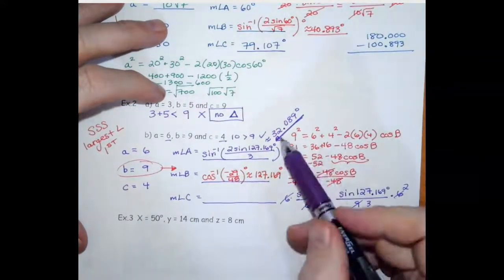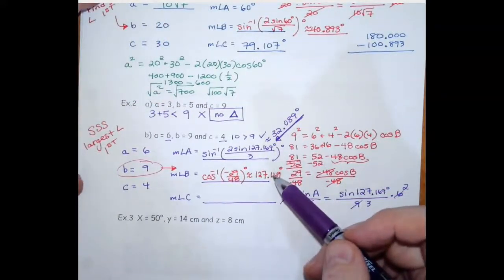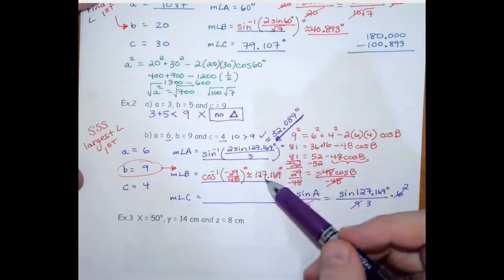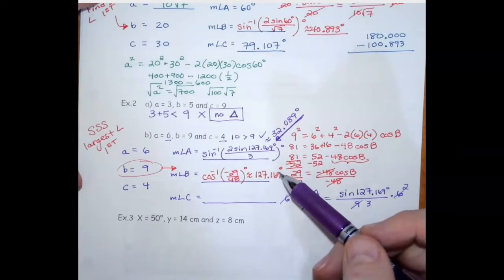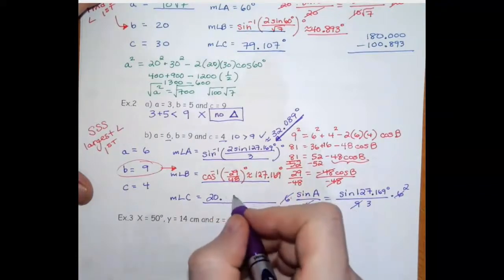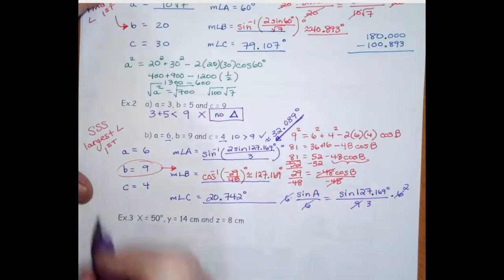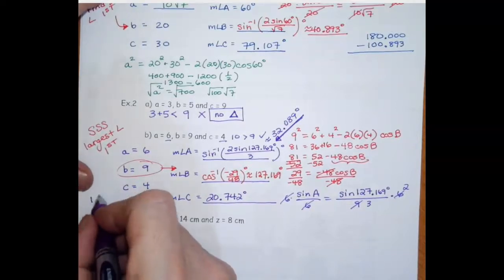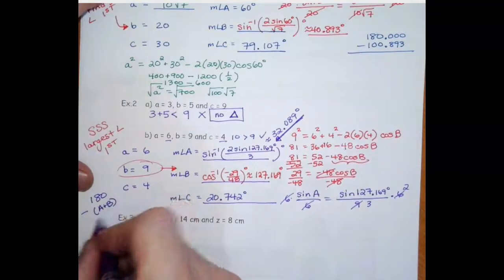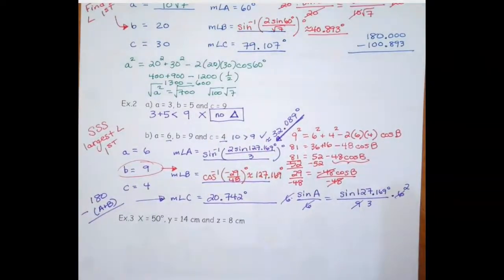Alright, and now again we have these two angles, so we can add those together and subtract that from 180. So that would be 159 point whatever. So 180 minus 159 point whatever is going to be 20.742 degrees. 180 minus A plus B. Alright.